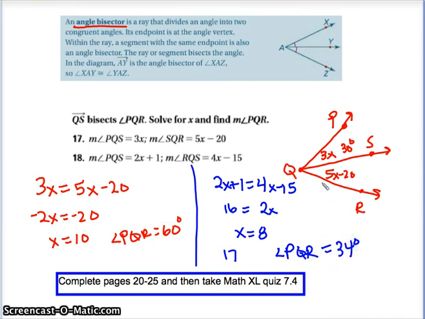All right, folks, hope you learned a lot. That was a lot of information to take in. Now your goal is to complete pages 20 through 25. You're going to have to actually flip back to the last section to look at the beginning of the problem set. Complete pages 20 to 25, and then you're taking Math Excel Quiz 7.4. That's all for now.